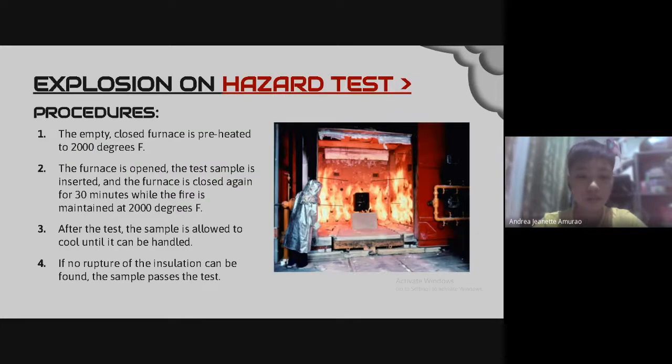Next, let's proceed to the procedures for this explosion and hazard test. The test for an explosion is relatively simple. The empty closed furnace is preheated to 2000 degrees Fahrenheit. The furnace is opened, then the test sample is inserted and the furnace is closed again for 30 minutes while the fire is maintained at 2000 degrees Fahrenheit. After the test, the sample is allowed to cool until it can be handled. If no rupture of the insulation can be found, the sample passes the test. Next slide.